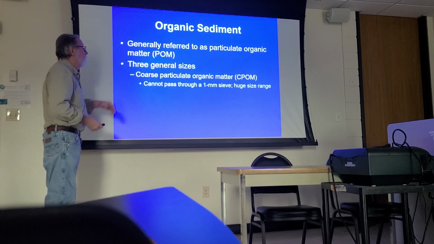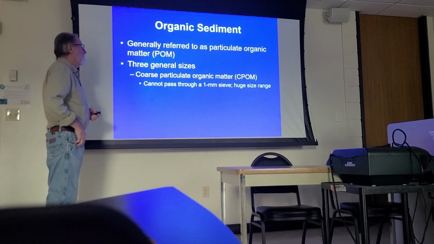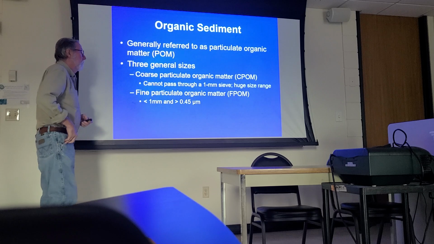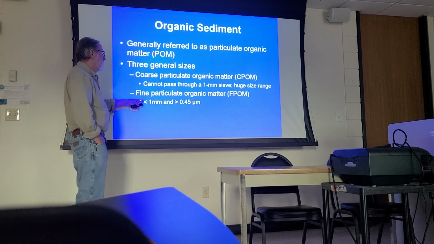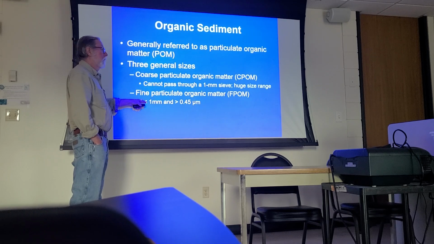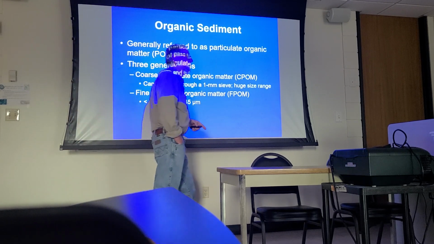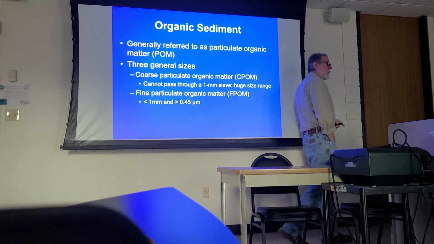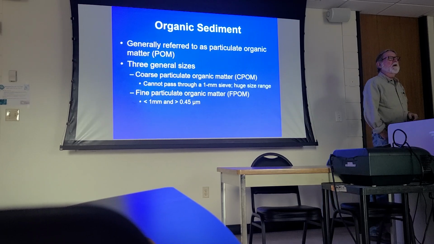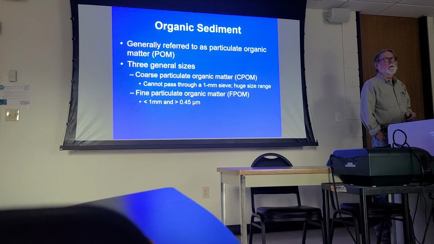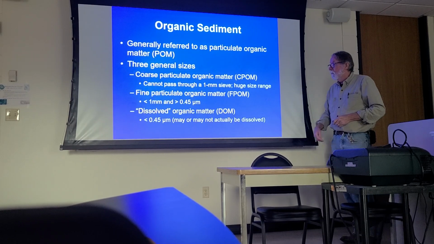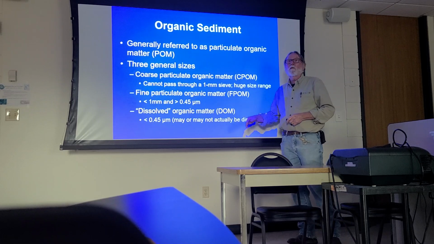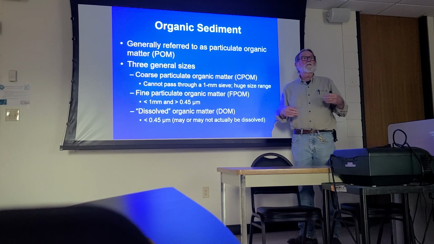So that's why they're together. The next layer down from coarse particulate organic matter is fine particulate organic matter. Fine particulate organic matter is basically anything smaller than 1 millimeter, but larger than, here's a strange value, 0.45 microns. Anything smaller than 0.45 microns is called dissolved.